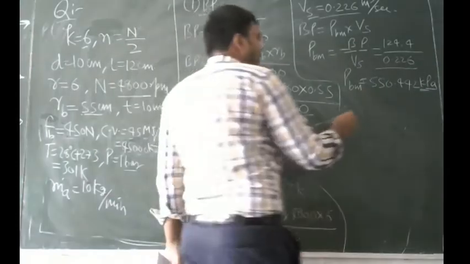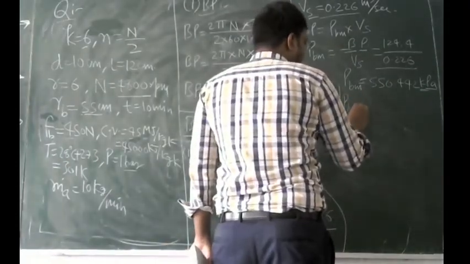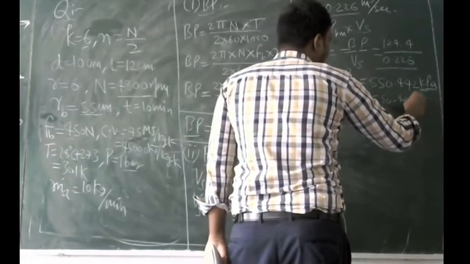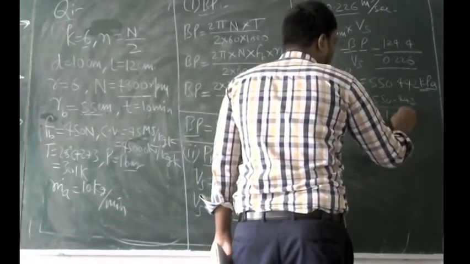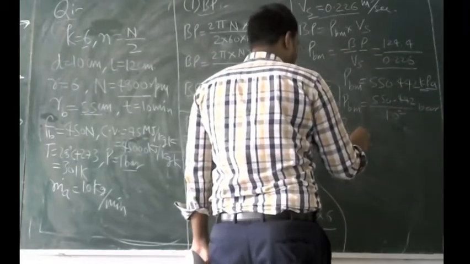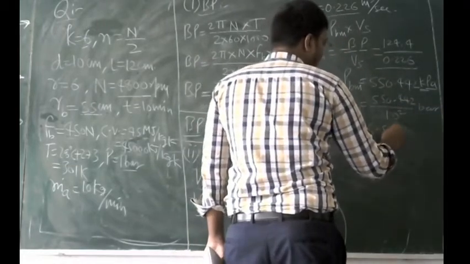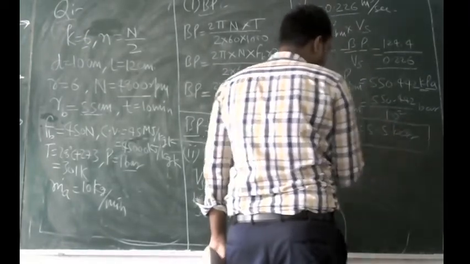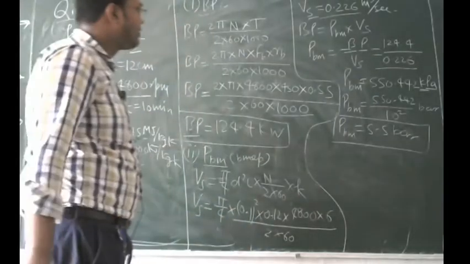So divide this value by 10 to the power 2. So we get 550.442 divided by 10 to the power 2 bar. Okay, so we get the answer. Brake mean effective pressure equal to 5.5 bar. Okay, this will be the second answer.